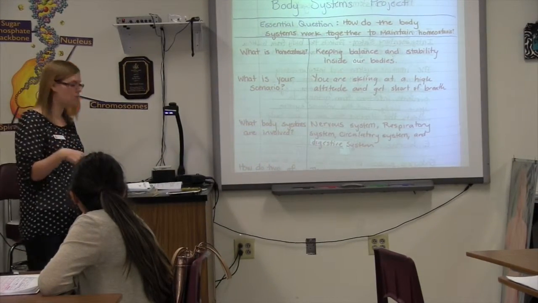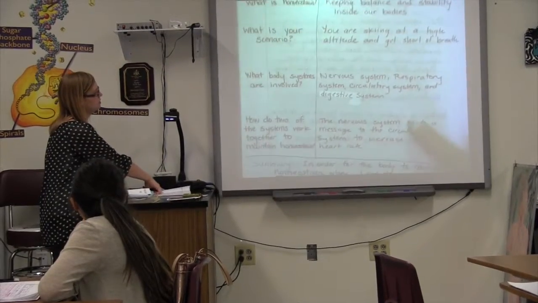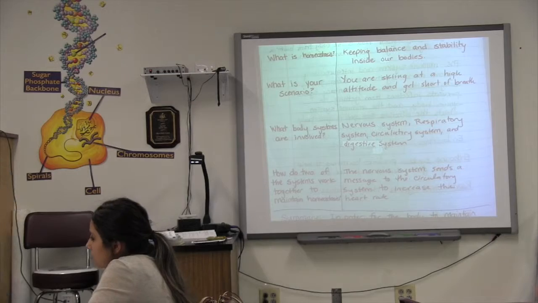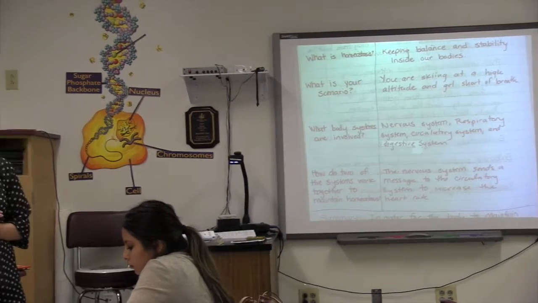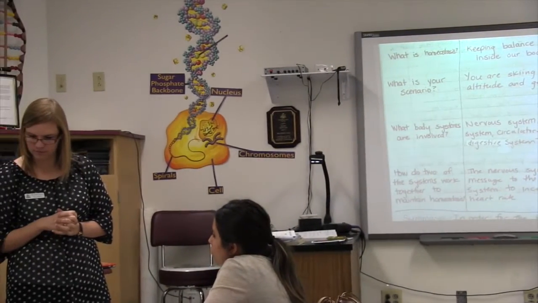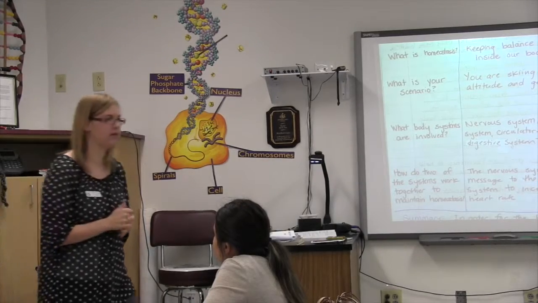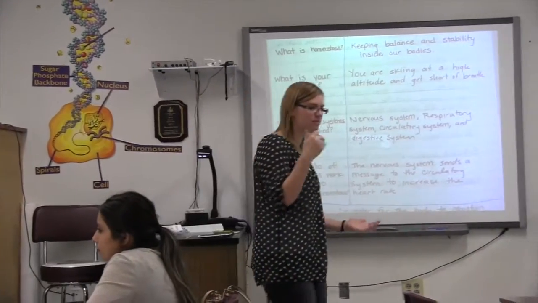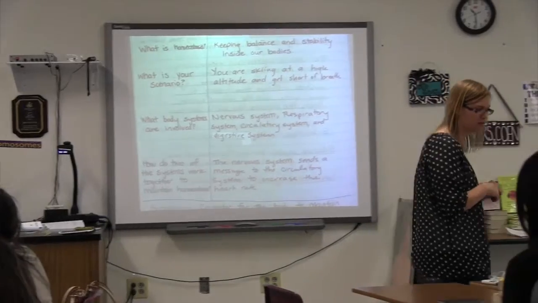We did an example with one. You picked one. What did you guys pick? Raise your hand and tell me one that you picked. What did you write? The nervous system tells the circulatory system to send messages to all your organs. Okay, very good. The nervous system tells the circulatory system to send things through the blood.